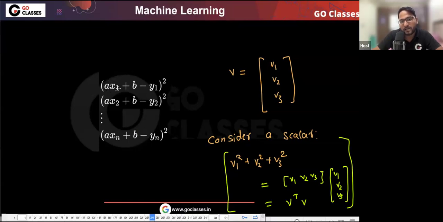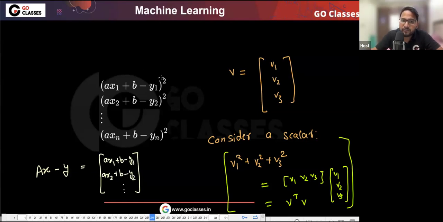Now, let's do one thing. Consider the vector Ax minus y. Instead of b, I'm just considering y because you might get confused with the b. So this is basically Ax minus y, and Ax minus y has these as entries. For example, the first entry is ax1 plus b minus y1, then ax2 plus b minus y2, and like that, right?